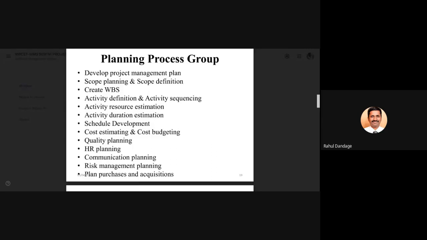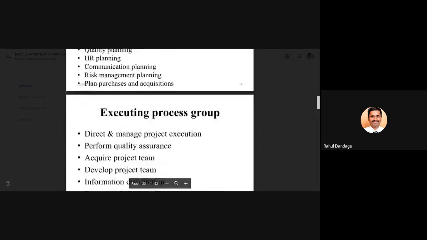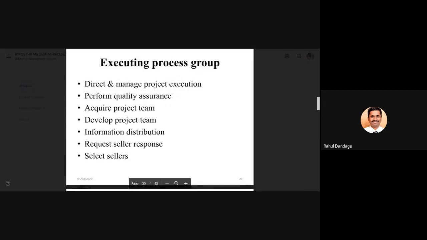Then executing process group, next group is. Here also you can see the executing process group involves direct and manage project execution, perform quality assurance, acquiring the project team, developing the project team, information distribution, that is communication again, request seller response, and select the sellers. So this is the core part of your project. Actually, project execution is going to happen in this particular executing process group.